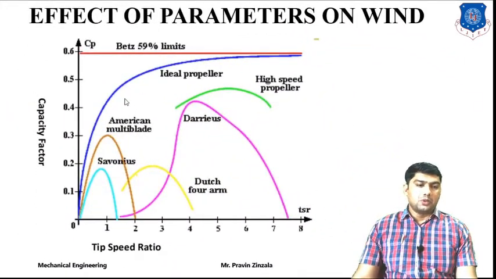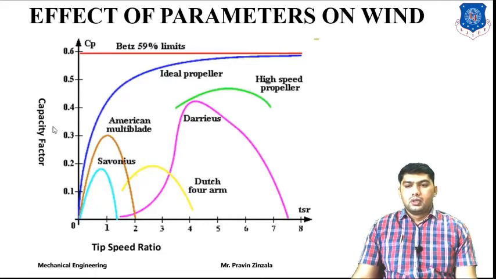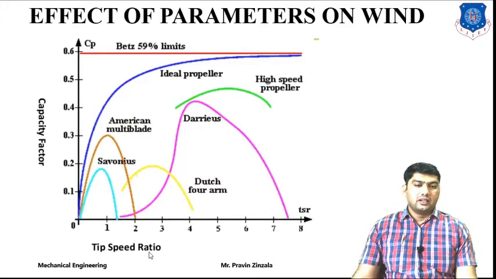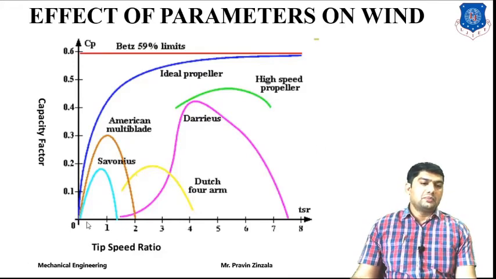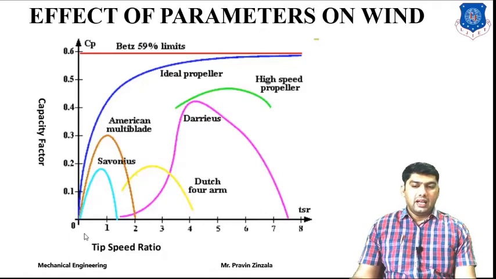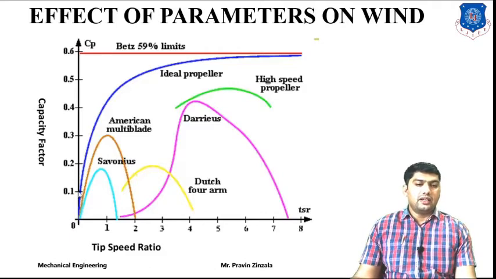This is also one type of performance curve: power capacity or capacity factor against the tip speed ratio. Tip speed means the velocity available at a tip. The ratio of the velocity at the tip to the velocity of the wind is called the tip speed ratio. In this graph of capacity factor against tip speed ratio, different types of wind turbine have different capacity factors.